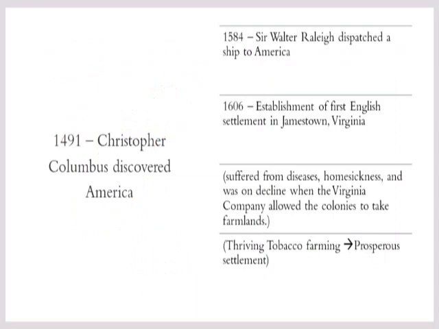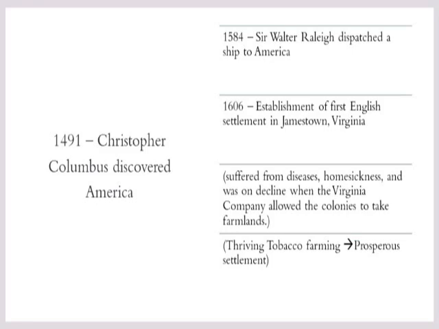As you all know, in 1495 Christopher Columbus discovered America. After that, in 1584 Sir Walter Raleigh of England dispatched a ship to America. In 1606, the first English settlement was established in Jamestown, Virginia. So when people started moving towards the shores of America that face Europe, they began establishing colonies there. The first such establishment was named Jamestown, Virginia, after the Virgin Queen.